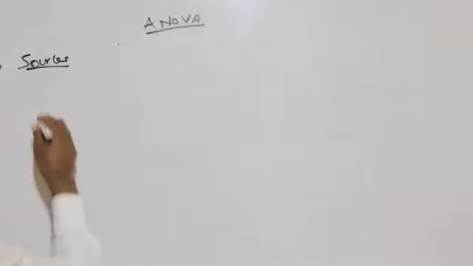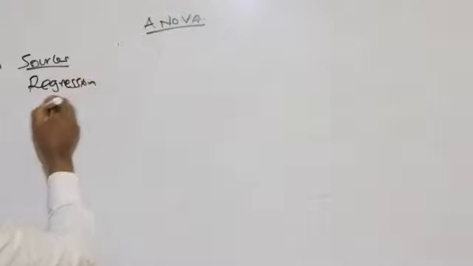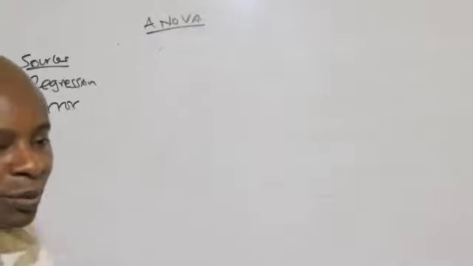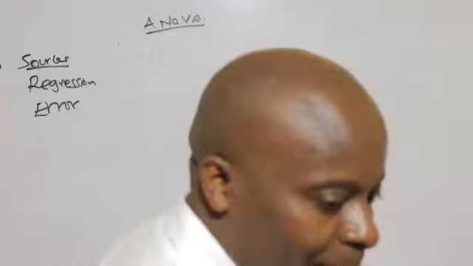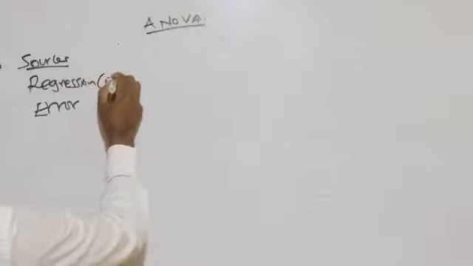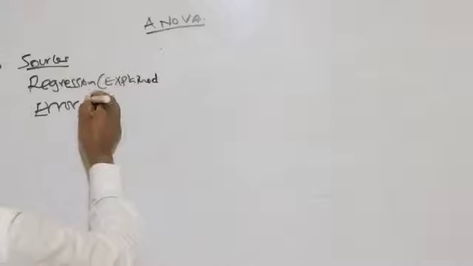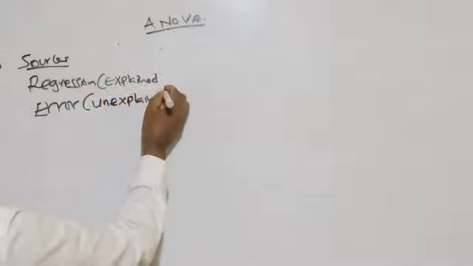There are normally 2. We have what we call regression, and then we have the error term, the ones which can't be explained. Remember, regression is what we are able to explain. These are also known as explained variances. These are unexplained.